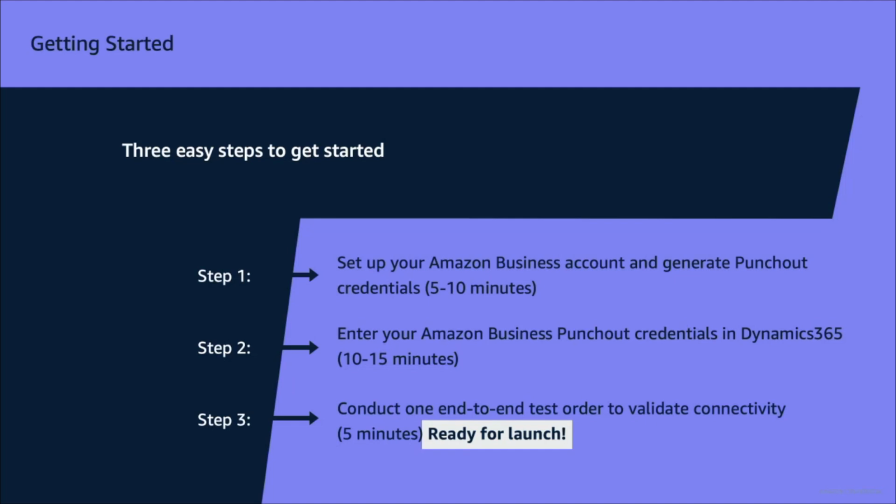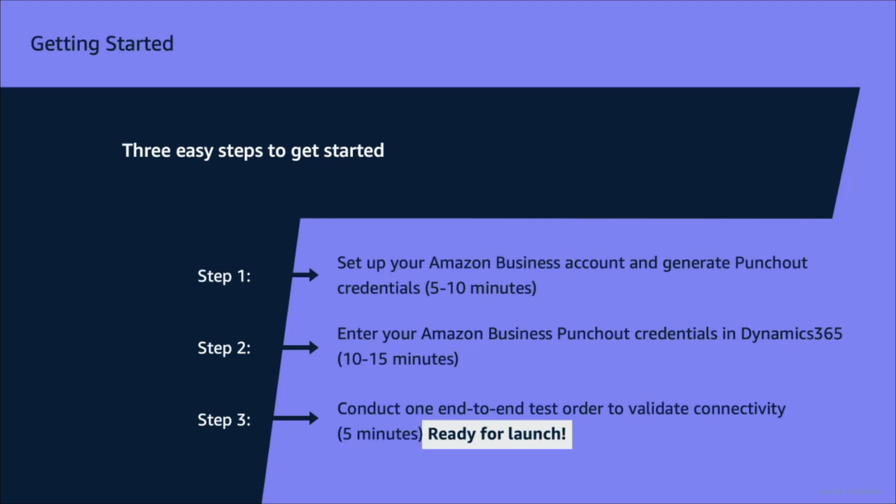So 3 easy steps to get started. First, you're going to want to create your Amazon business account if you don't already have one. Depending on what region you are in, if you're in the US, you'd go to amazon.com/business. UK, amazon.uk/business as well. And then you would be able to type in credentials to be able to create your account.